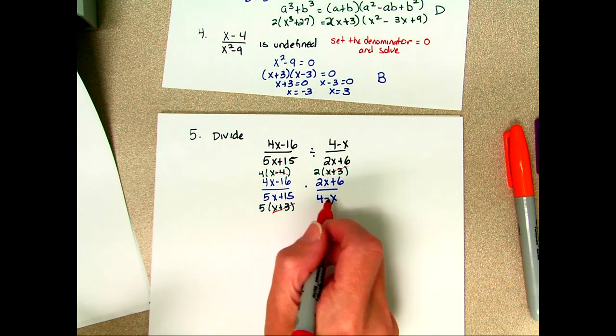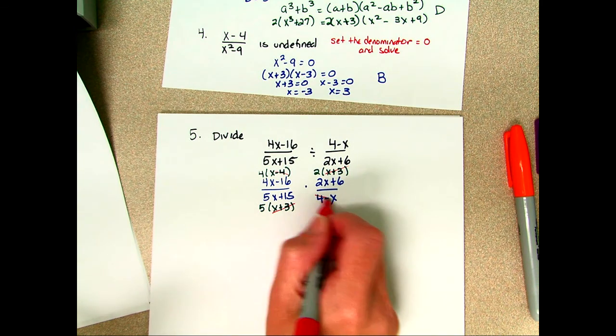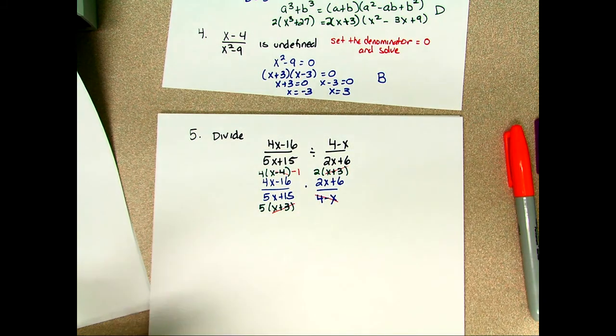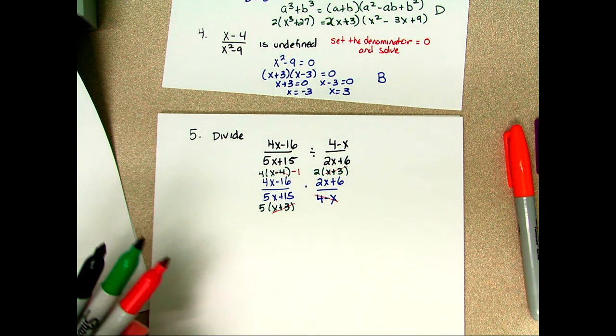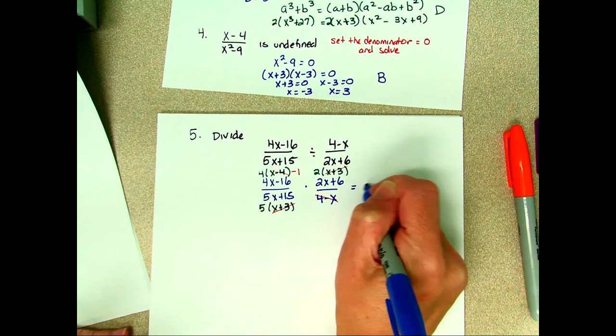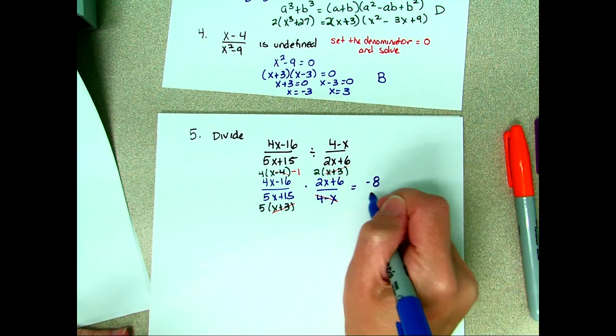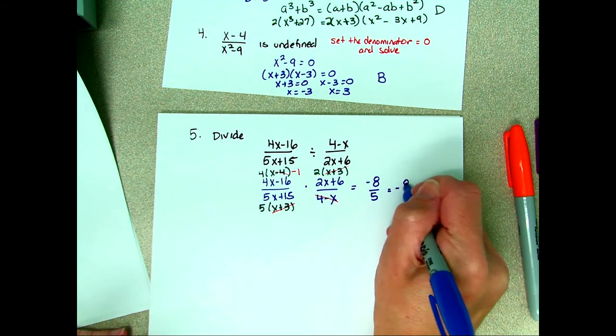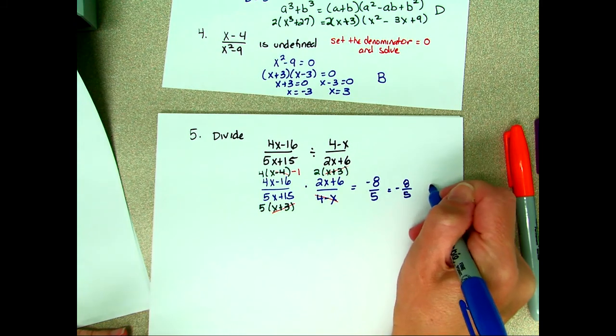When we cancel these out, since they're opposites, we factor it as a negative 1. They're inverses of each other. X minus 4 and 4 minus x are inverses. When you cancel those out, it's a factor of negative 1. 4 times negative 1 times 2 gives us a negative 8. And on the denominator, we're left with a 5. Negative 8/5. The answer is C.